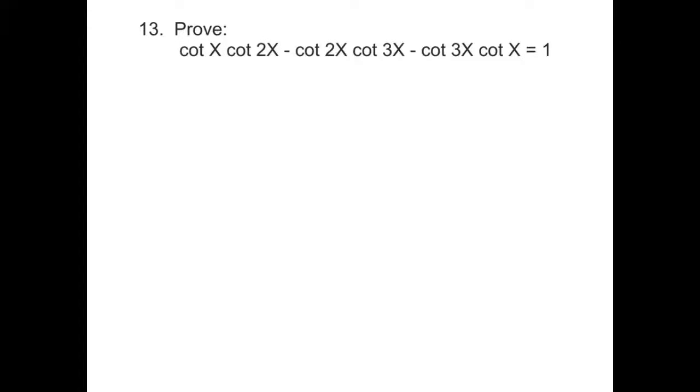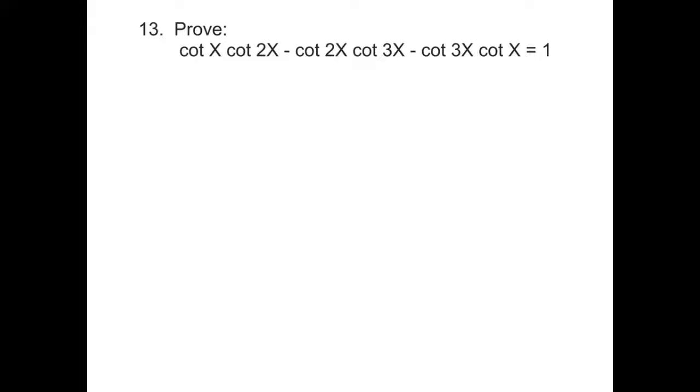Now in question number 13, we have to prove that this long term on the left hand side is equal to 1. And if you look at the terms on the left hand side, we have terms like cot x, cot 2x and cot 3x. And so our approach should be to get all those terms in similar form, for example in the form of cot x, so that some of those terms get eventually cancelled out and we get the term that we are looking for on the right hand side, that is 1.